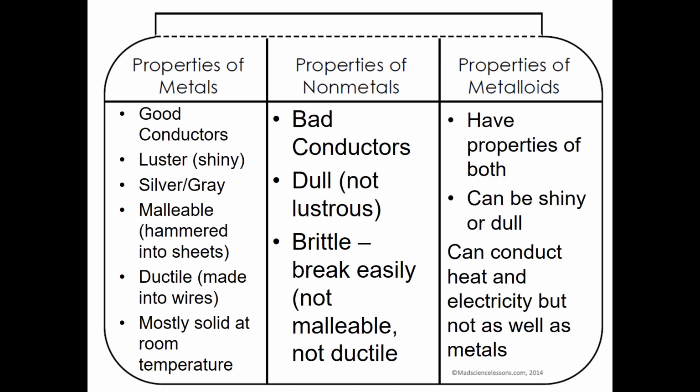And then metalloids are basically like that friend of yours that can't figure out what they want, or they're very indecisive. They never make up their mind. That's what metalloids are like. And so they have properties of both metals and non-metals. So they can be shiny or they can be dull, and they are okay conductors. They can conduct heat and electricity, but they're not going to be as good as metals. They'll be almost as good as metals, but they're definitely not as bad as non-metals. So they're in between good and bad. They're just kind of okay conductors.